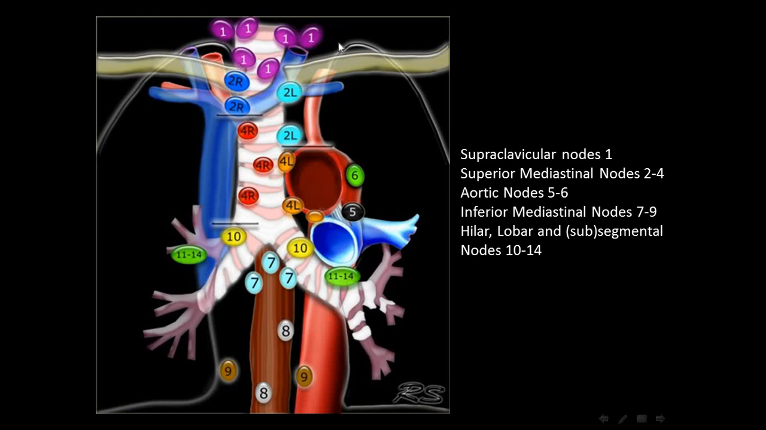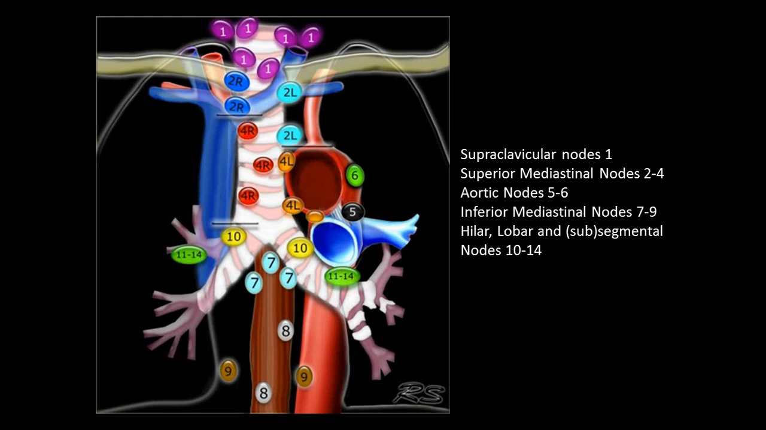The ones that have the number 1 are the supraclavicular nodes, so they are superior to the clavicle. Then 2 to 4: 2, 3, and 4. 3 is prevascular because they are anterior to the blood vessels, so they are not shown in this image because the anterior part of the blood vessels is removed. So 2, 3, and 4 are the superior mediastinal lymph nodes. So we have 2 right and 2 left. Yeah, we'll talk about each of these shortly.